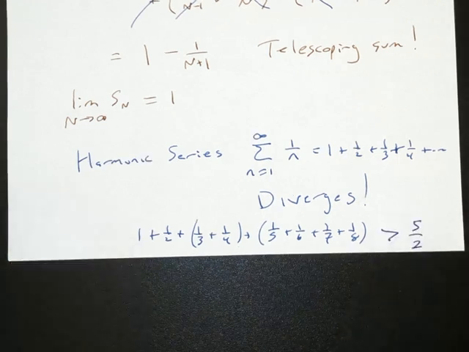If I take the next 8 numbers, 1 over 9, 1 over 10, 1 over 11, all the way up to 1 over 16, that's bigger than a half. That gives me 6 over 2. I add the next 16 numbers, adding in powers of 2, aren't I? No matter how far out, I can make this as big as I want. This diverges.